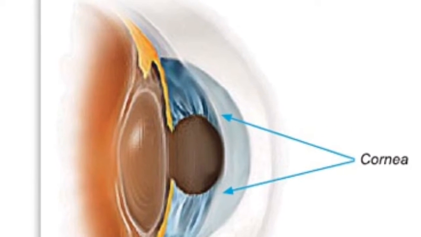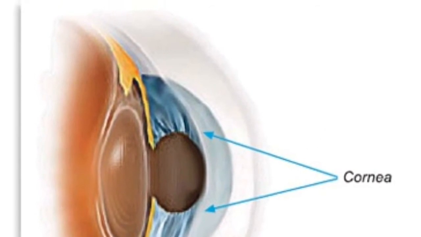The cornea is the transparent front part of the eye that covers the iris, pupil, and anterior chamber. The cornea refracts light, accounting for 2/3 of the eye's optical power. There are 5 layers of the cornea: corneal epithelium, Bowman's layer, Descemet's membrane, corneal endothelium, and corneal stroma.